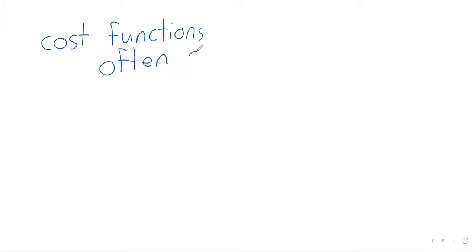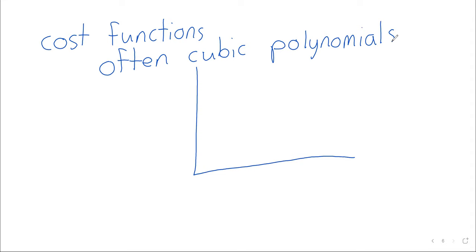Cost functions are often assumed to be cubic polynomials. So the cost function is often assumed to look something like that. As X increases, the cost of manufacturing or otherwise acquiring X units also increases.